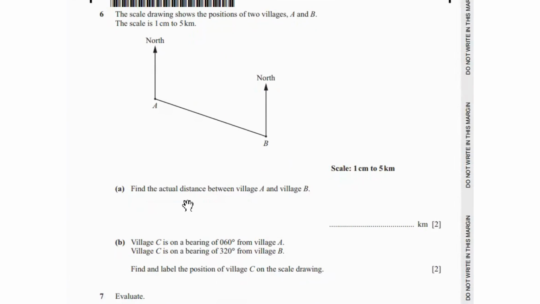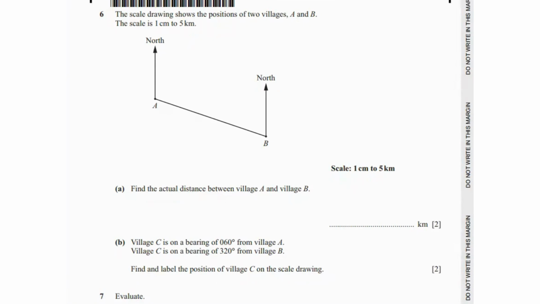Then we have bearings. The scale drawing shows the position of two villages A and B. The scale is 1 centimeter to 5 kilometers, which means 1 centimeter would equal 5 kilometers in real life. Find the actual distance between village A and village B.